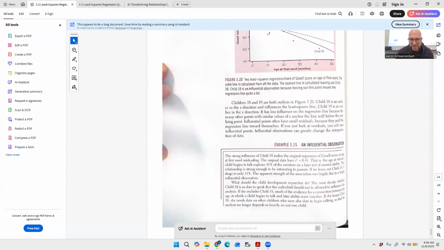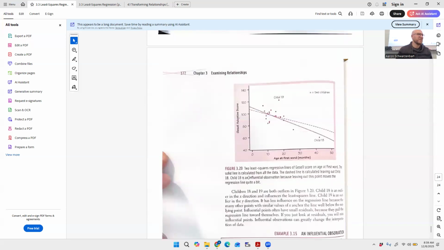We get an R squared of only 11%. Wait, that makes the R worse? Yes. Because the data's being dragged to that and it looks linear when it's not very linear.